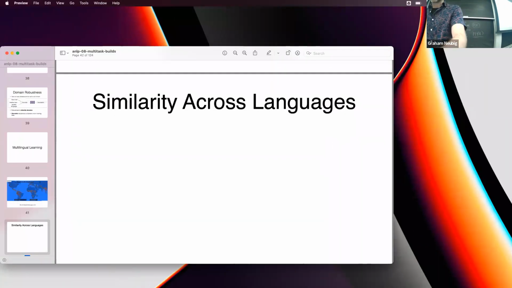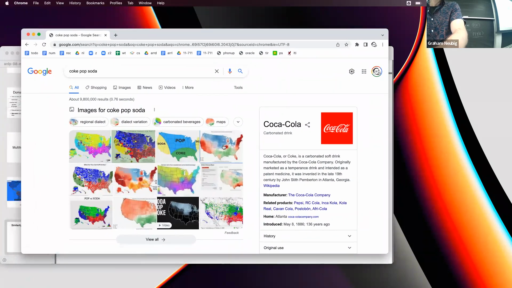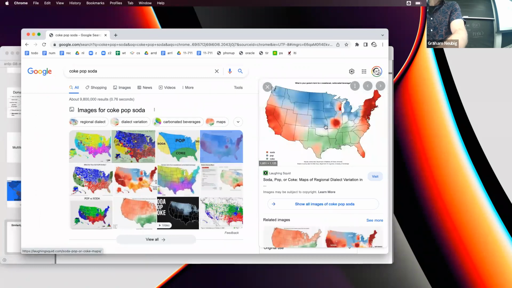So maybe the most interesting one, just to show people, maybe people will know this already, is how you say fizzy carbonated drinks, which is the most famous distinction. And so this is the distribution. Basically, blue is where people say pop, red is where people say soda, and green is where people call all of these Coke. And they really do that. They really do. I'm not joking.